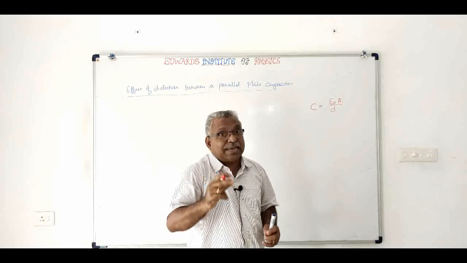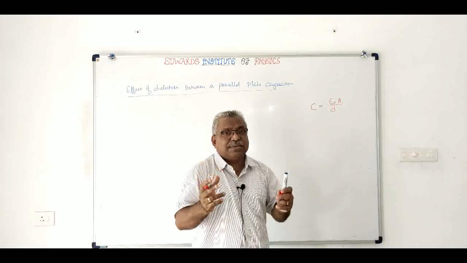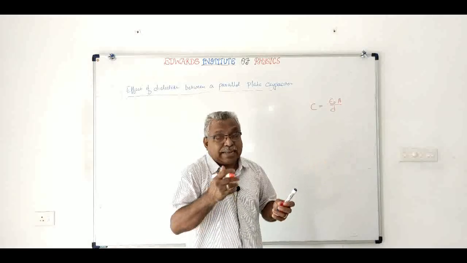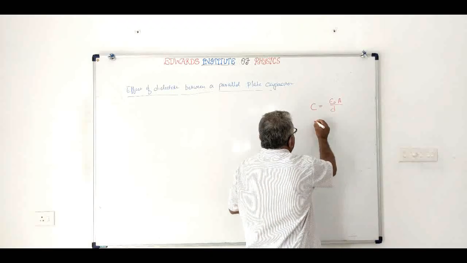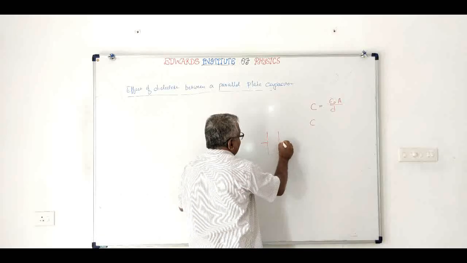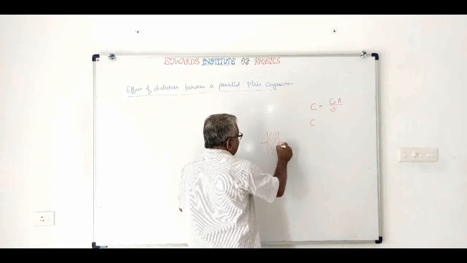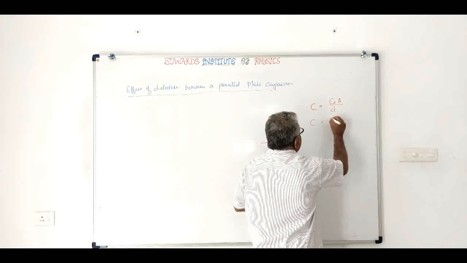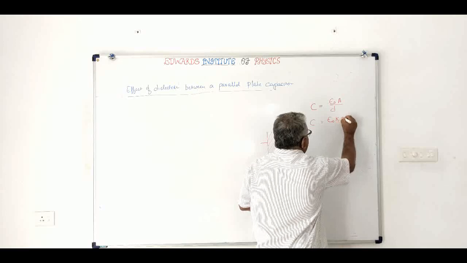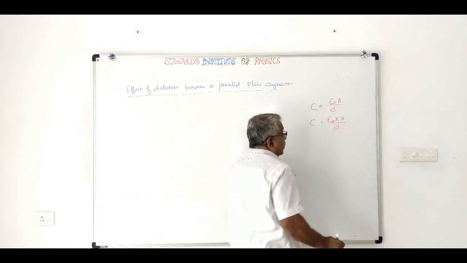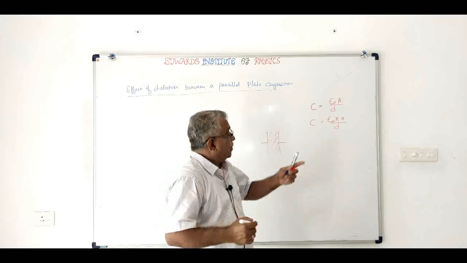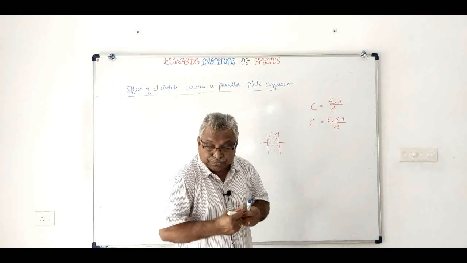And if it is some dielectric, meaning an insulator like paper, mica, or oil, all those things are dielectrics. So if you introduce a dielectric in between the two parallel plates, then the capacitance will increase by k times, to k epsilon 0 A by d, where K is called the dielectric constant or relative permittivity. You can write epsilon R also, no issue.